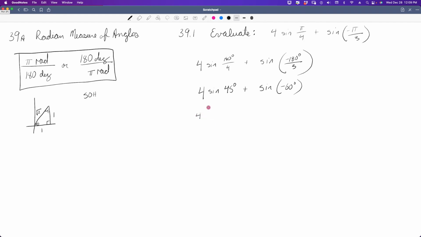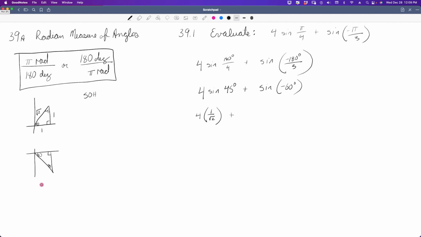So 4 times 1 over the square root of 2 plus, now we have the sine of negative 60 degrees. So all we need to do is measure from our initial side instead of our terminal side. That's going to put it in quadrant 4. So we're going to have a 60 degree angle here. So this is 60 and this is 30. This is our 90 degree angle.